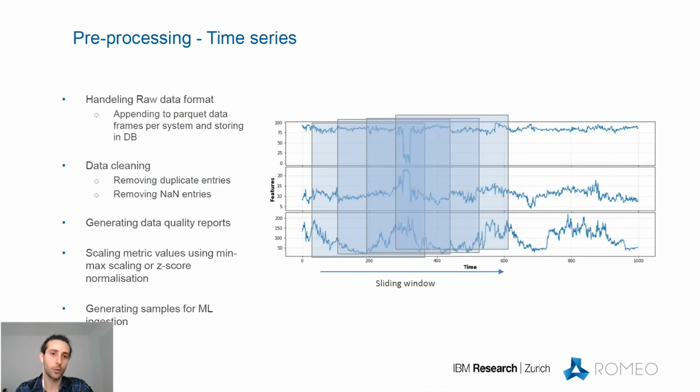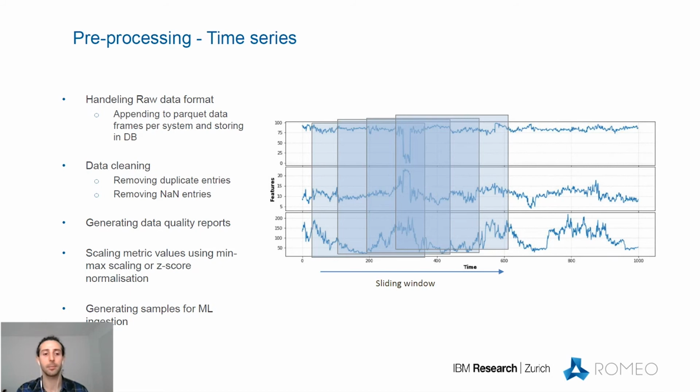For pre-processing, I'll go over a couple of important steps when we're working with time series data, which is the main data type that we work with when we're working with these offshore wind turbines. Here, it's very important that we handle the raw data format. The raw data format doesn't come in a structured manner. We would need to append that to something like a Parquet format, which is a more compressed format, and that's more suitable for storing in a database. We do some data cleaning, and this is where we remove duplicate entries and remove NaN entries. And we also generate data quality reports, and very importantly, we scale the data for machine learning.